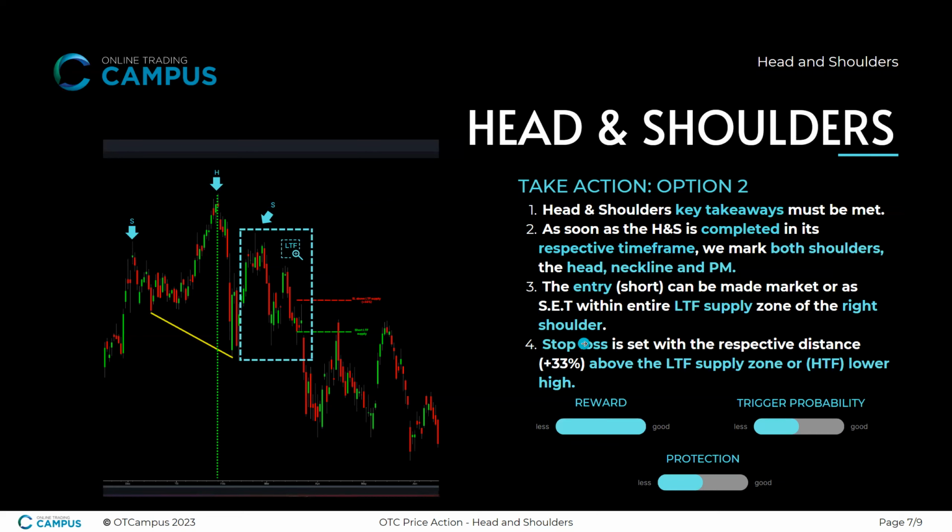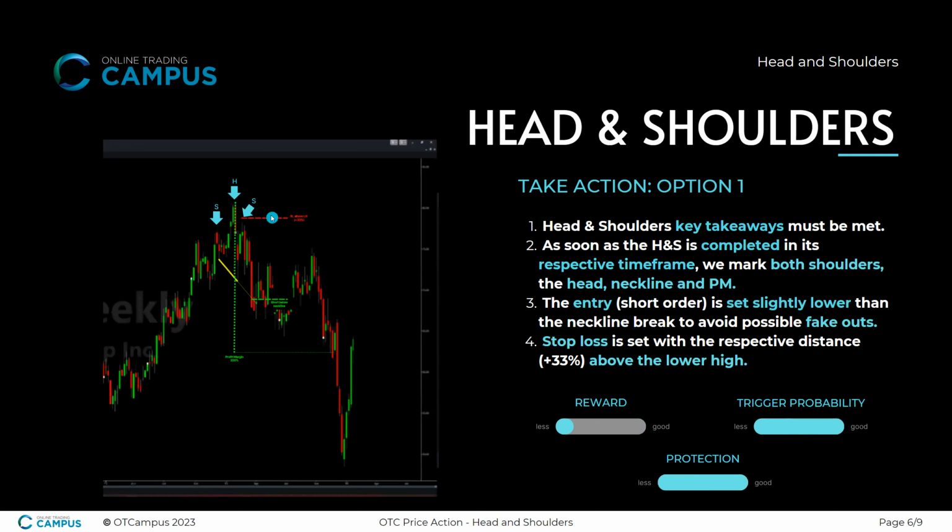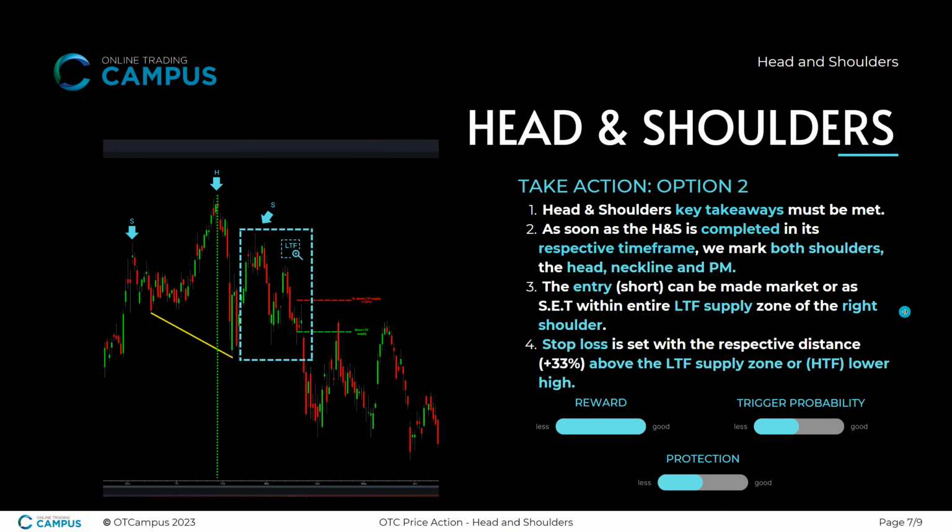And the stop loss is set with a respective distance, here the blueprint distance, 33% above the lower time frame supply zone, means above the distal line, or also the higher time frame lower high. It means you can also use this stop loss here, right, from option number 1. Again, it is the same, guys. The reward is amazing now, right? We increased our profit margin. Look at this, really nice.